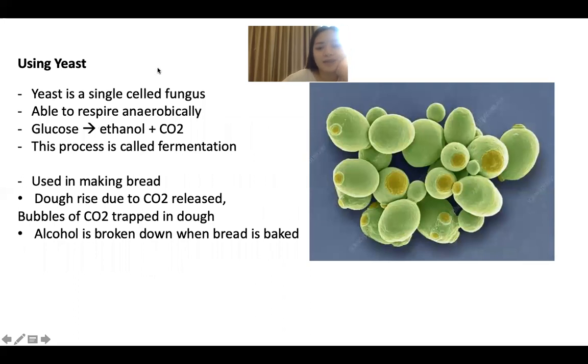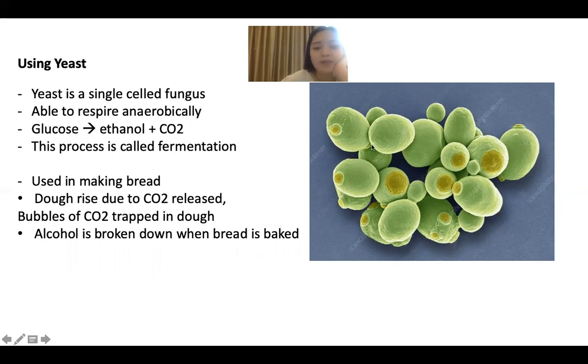Now these are some of the examples of biotechnology. Using yeast. You know that yeast is used in bread, cheese, and also making alcohol. Yeast is a single-celled fungus. Recap, it is a type of fungus, able to respire anaerobically. Recap, anaerobically means no need for oxygen, right? Just feed them glucose, and then they will start to break down glucose into ethanol and also carbon dioxide. Now, ethanol, in your chemistry, you should know it's a type of alcohol. So this process is called fermentation.